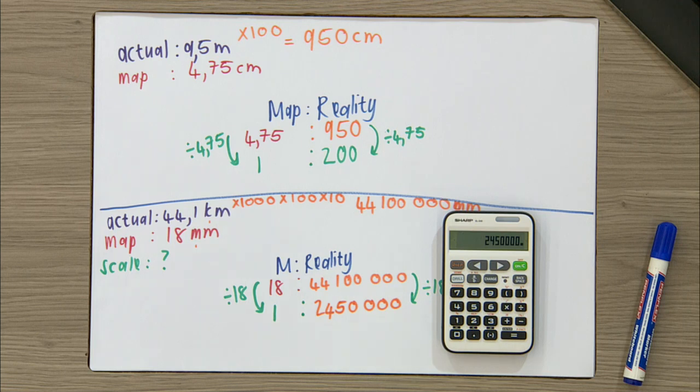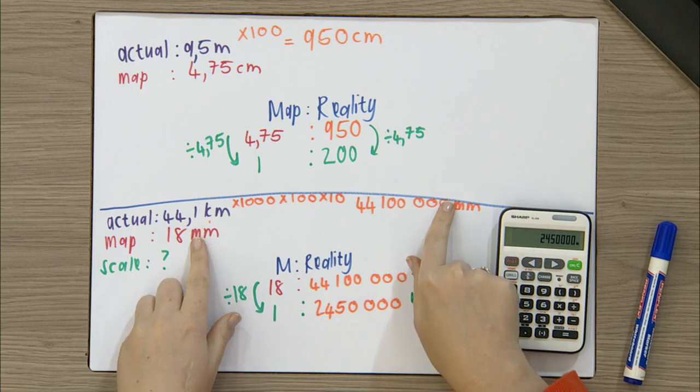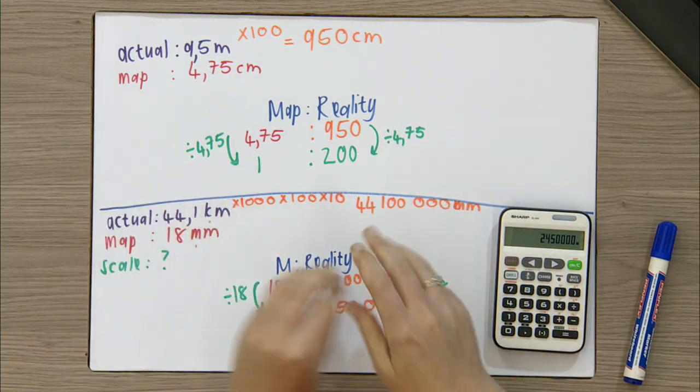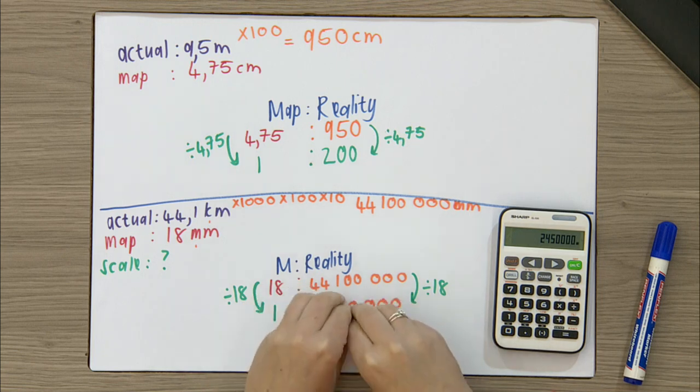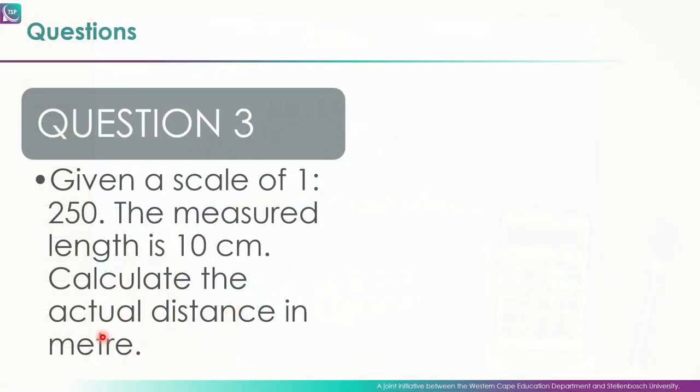2,450,000. So what you can see is in your answer book, there's perhaps a slightly different method. But what I'm showing you is if I go millimeters on either side, or meters on either side, or centimeters on either side, I'm going to get to the same answer. So let's move on to question 3.